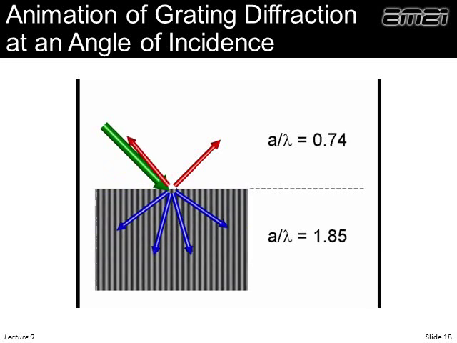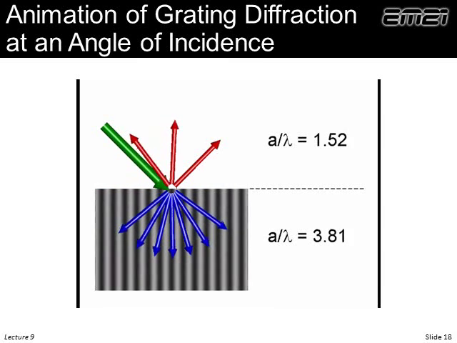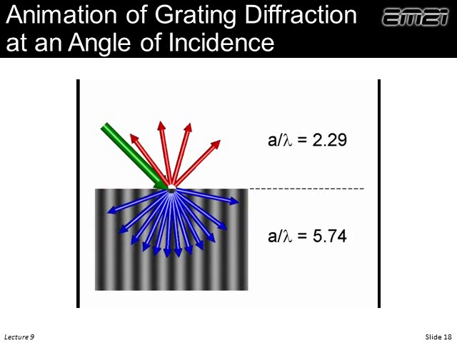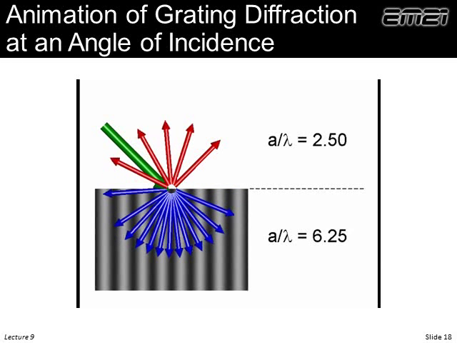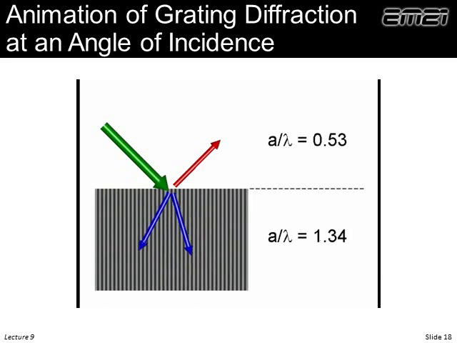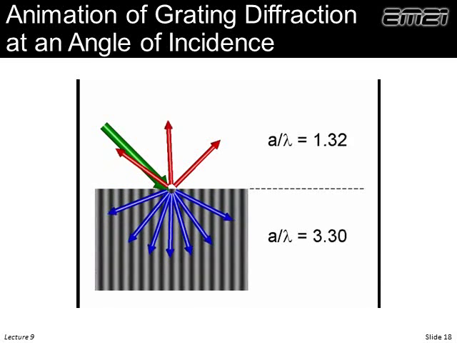This is the same movie now, but now we're coming in at an angle of incidence. And what you can see is that the diffraction is a little bit asymmetric. It's asymmetric because we're coming in at an angle and have destroyed the symmetry that we had on the previous slide. So what you'll see is diffracted modes sort of come alive on one side and then the other. It's not a symmetric diffraction anymore.